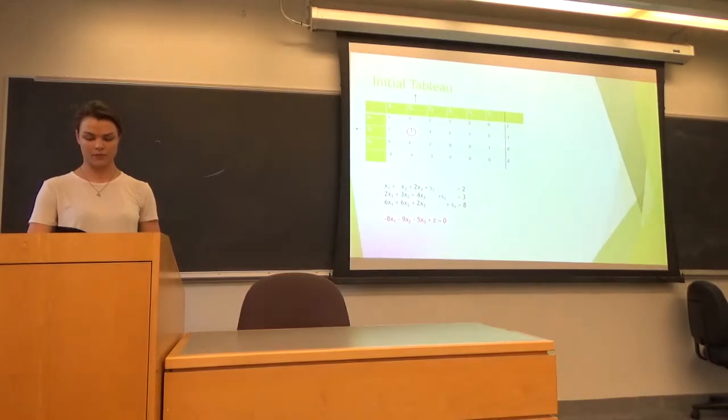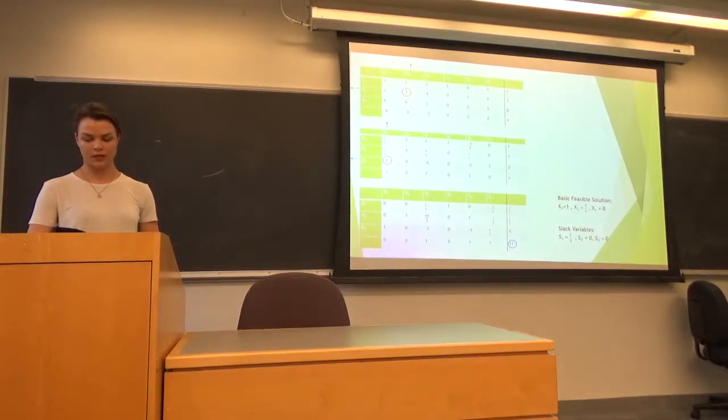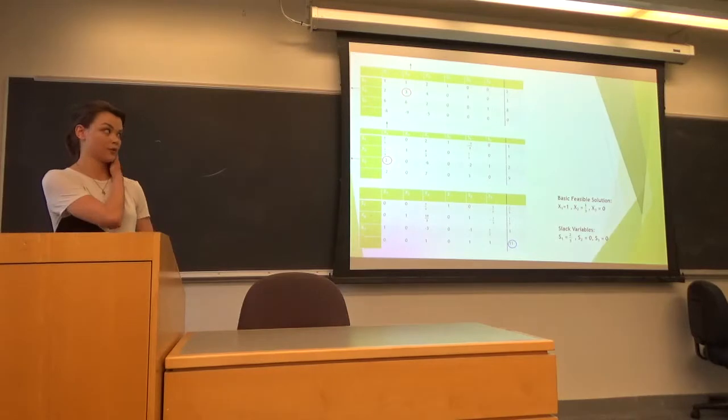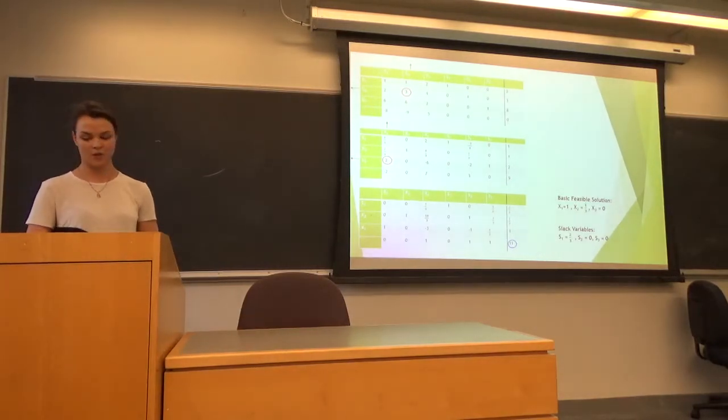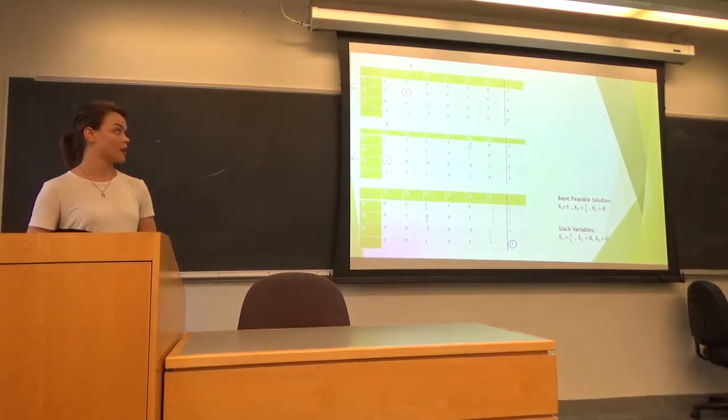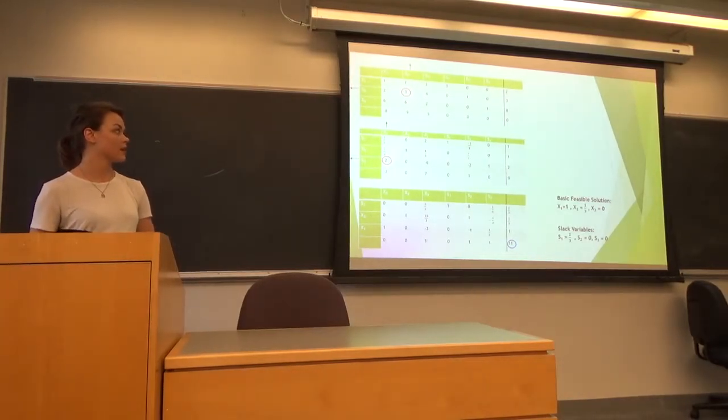Okay, so once we have our entering and departing variable, we form a new table by pivoting, a process called pivoting. It's basically like row reducing, if anyone's familiar with that. I'm sure most people are. We would multiply the entire row of this first pivot 3, so if the pivot was k, we would multiply the entire row by 1 over k to make the new entry in that pivot value 1.